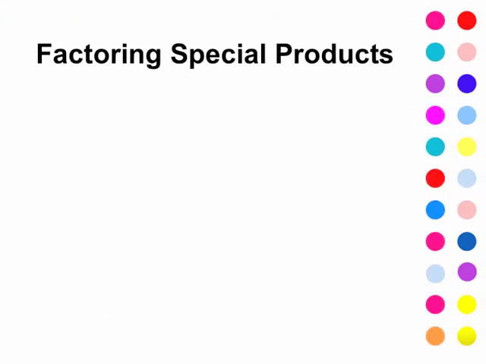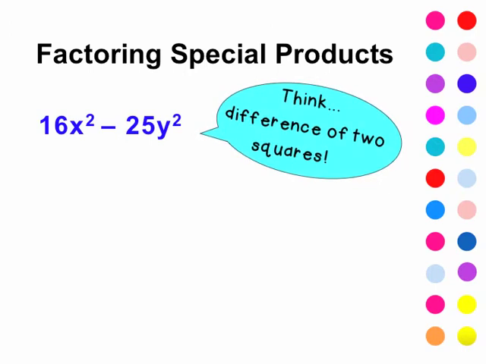Now we have special products to consider. In this example, there's nothing I can factor out of both terms, and it's not a trinomial, it's a binomial. The first and the second term are both perfect squares, and there's a subtraction sign. So this is called the difference of two squares, and it factors this way. Don't forget you need a minus and a plus for your signs. You take the square root of 16x squared, and then the square root of the second term, and we're finished.